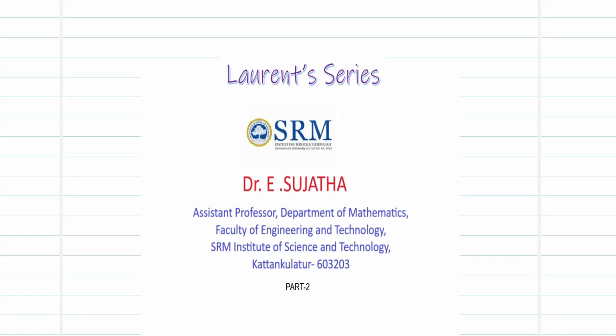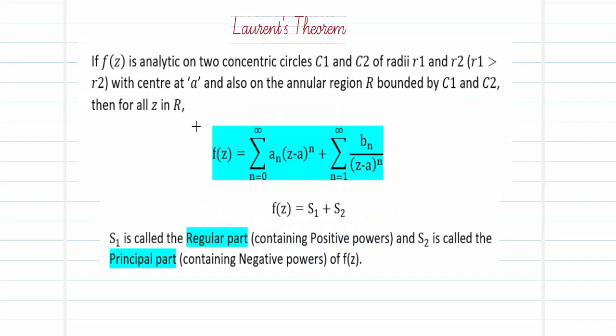First we will make an introduction to the Laurent series. A series of f of z which is expressed as positive and negative powers of z, like summation n varying from 0 to infinity a n (z minus a) to the power n plus summation n varying from 1 to infinity b n divided by (z minus a) the whole power n, is called the Laurent series. Terms that contain the positive powers of f of z are called the regular part, and terms that contain the negative powers of f of z are called the principal part.